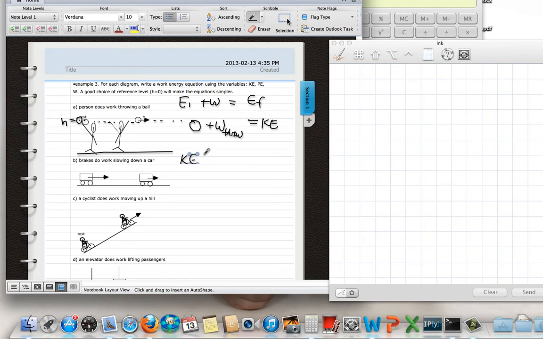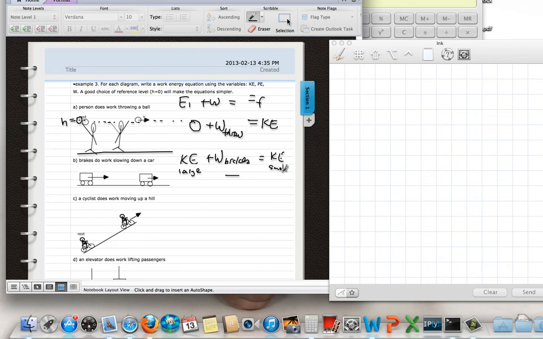So we've got kinetic energy at the beginning. We do some work, the brakes do some work, and you end up with a smaller kinetic energy at the end. Now the brakes' work should be negative, which is consistent with this being a large amount of KE and the kinetic energy at the end being relatively small.